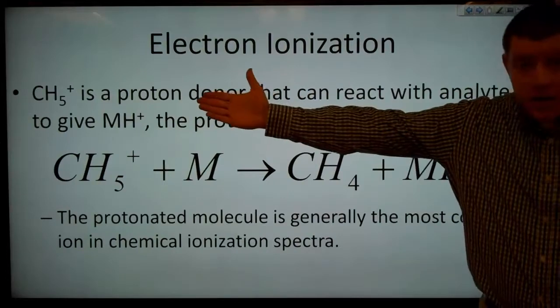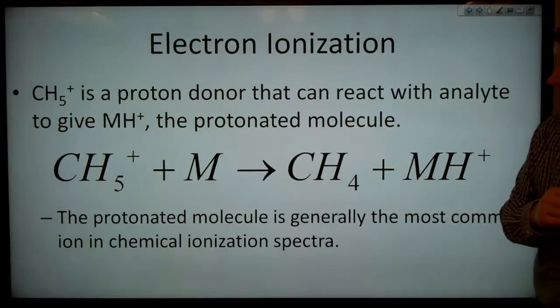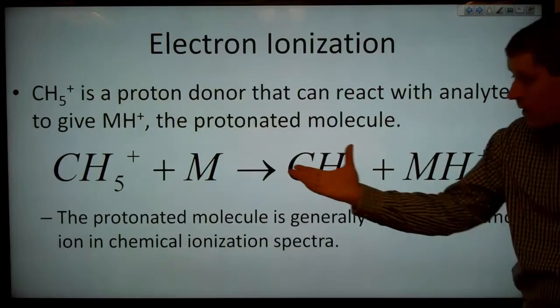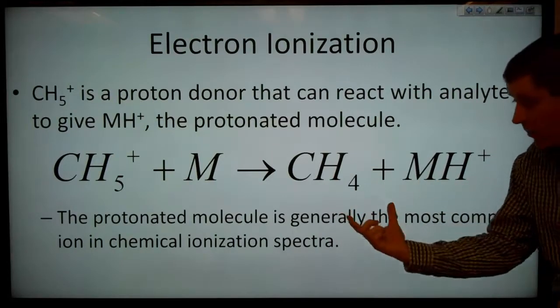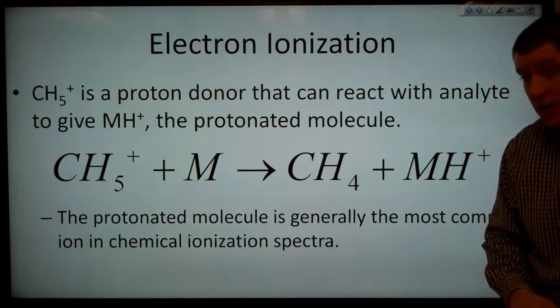That CH5 plus ion is a proton donor that can react with our analyte to give MH plus, our protonated molecule. So we can get this MH plus, our protonated parent molecule. And our protonated molecule is generally the most common ion in our chemical ionization spectra.